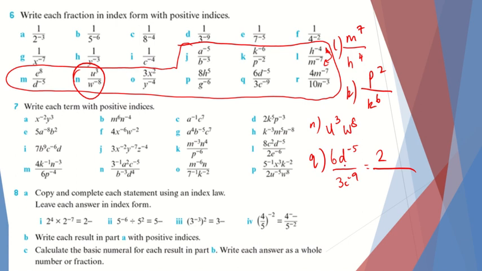2 on top, nothing on the bottom, because we divide that by 3, divide that by 3. Now, d to the power of negative 5, that's going to hit the bottom. D to the power of 5, and 3c to the power of negative 9. Again, it's on the bottom with a negative index. It's going to get pushed to the top, so that's c to the power of 9.